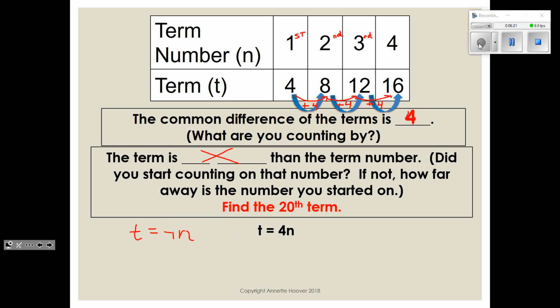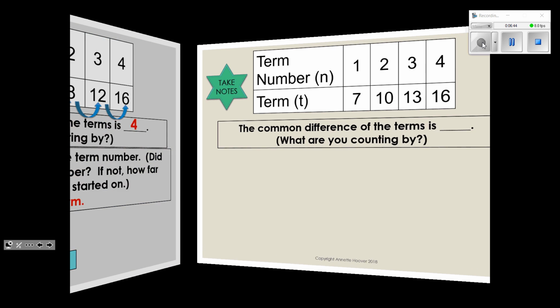Now to find the 20th term, all we have to do is plug in 20 to n, and 20 times n would be 80. So 80 would be the 20th term of that sequence. Now if you use this equation, then you don't have to sit there and count by 4 20 times to find the answer. Let's try another one.